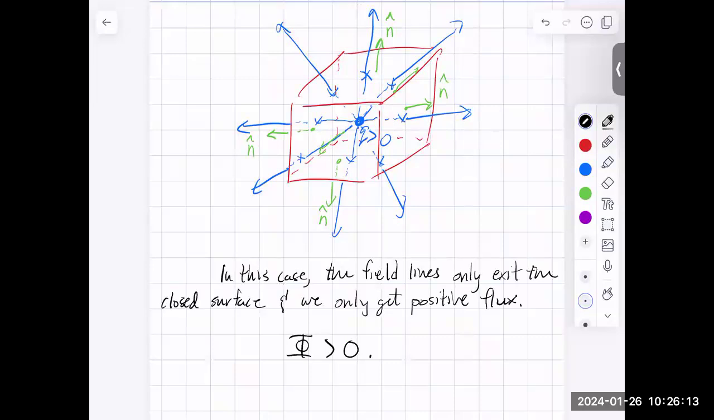What would happen if I put a negative charge inside a closed surface? Would I get positive or negative flux? Negative, right? We have only electric field lines entering the surface. They would be anti-parallel to the normal vectors, and they would all give these negative contributions.